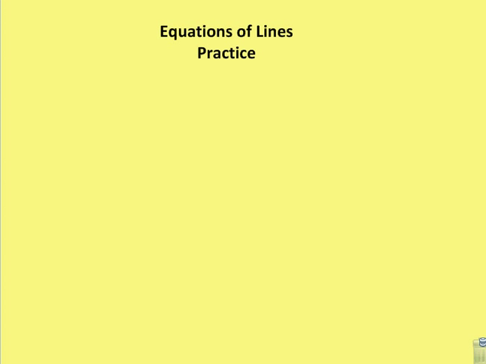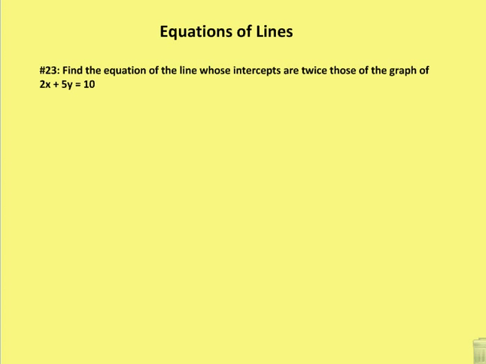In this edition we're going to talk about problems involved in finding equations of lines. In the first problem we're asked to find the equation of a line whose intercepts are twice those of the graph of 2x plus 5y is equal to 10. So the first thing that we want to do is rewrite the equation in slope-intercept form to find out the y-intercept.